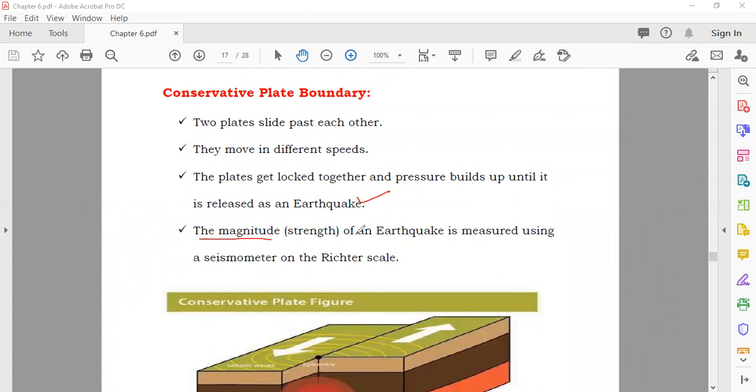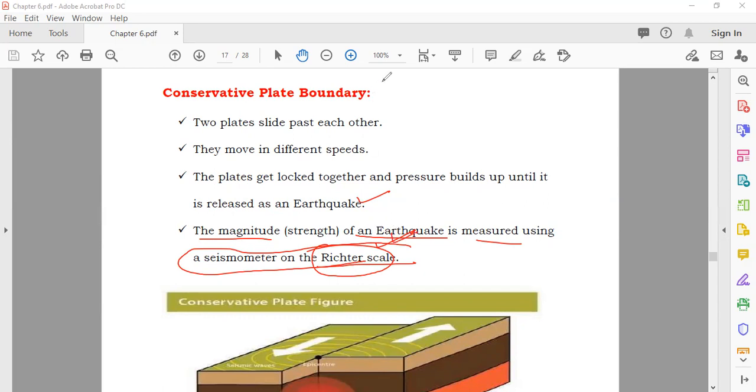The magnitude of an earthquake is measured using a seismometer and the Richter scale. These two scales are used, the seismometer or the Richter scale. Maybe you have heard a lot that the earthquake was 7.4 on the Richter scale. We'll see what these scales are.